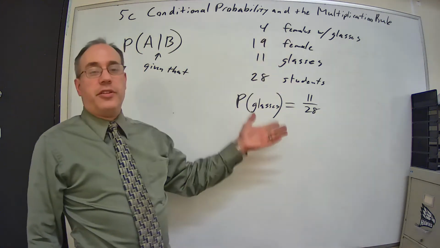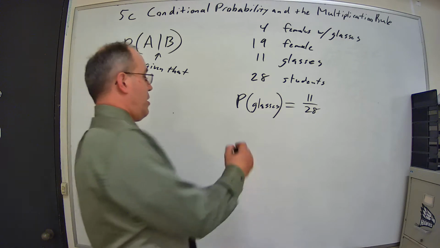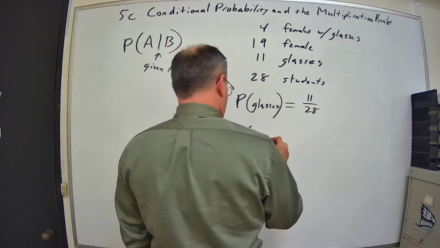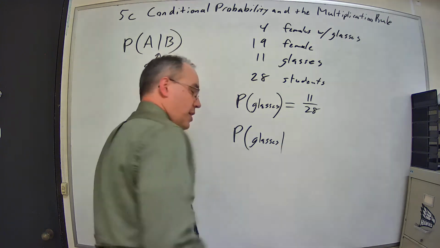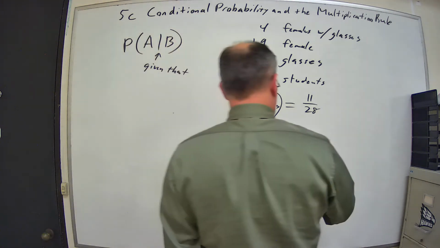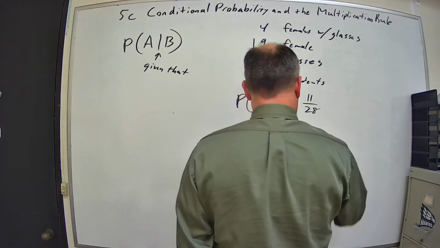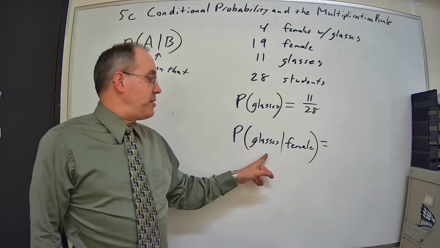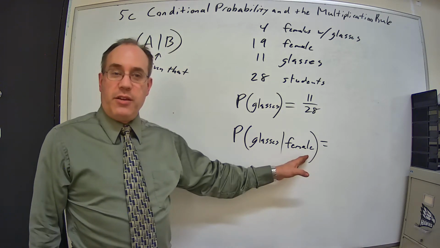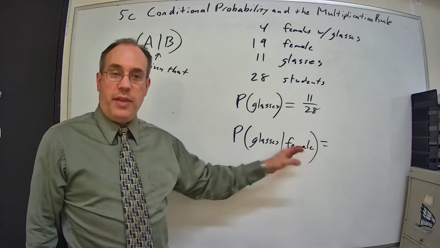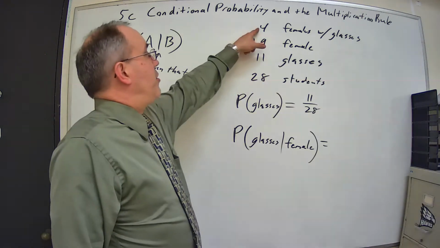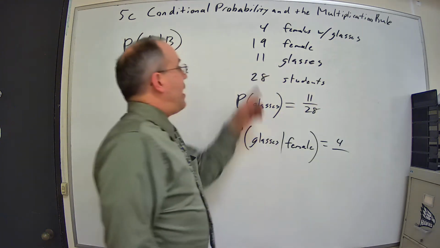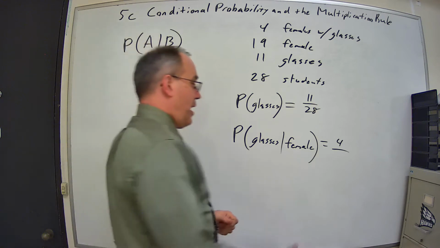Right, so now I've got this additional information. So if I want to find the probability that someone's wearing glasses, that I select someone wearing glasses, given that they are a female, now I can base the probability of selecting someone who's wearing glasses on the fact that I know that it's a female that gets selected. In that case, there are only 4 females wearing glasses out of the 19 females in the class.